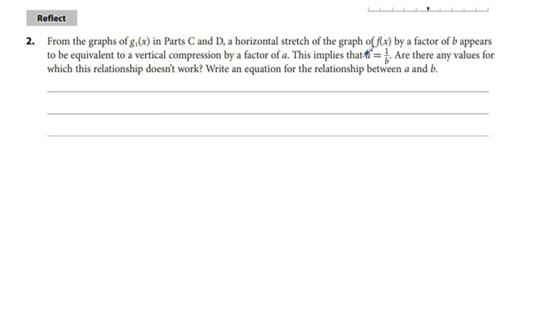And the takeaway here is this implies that A equals 1 over B. I think it says any values for which the relation doesn't work. Yeah, if you have a negative sign inside the absolute value brackets.